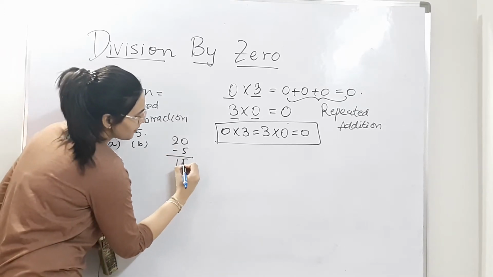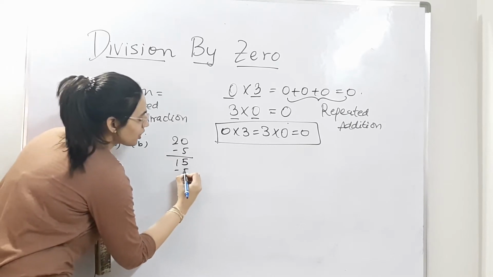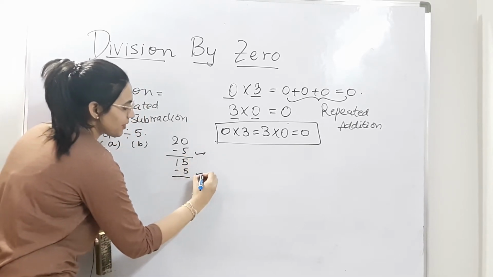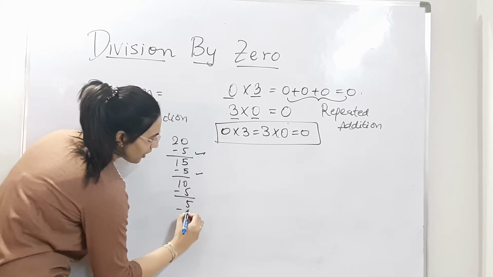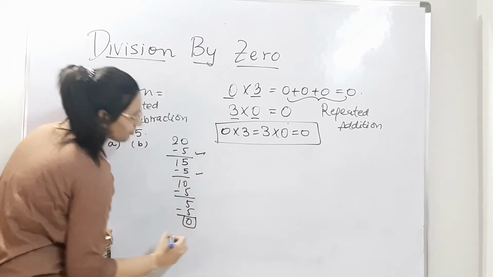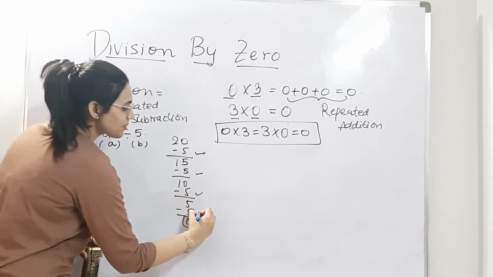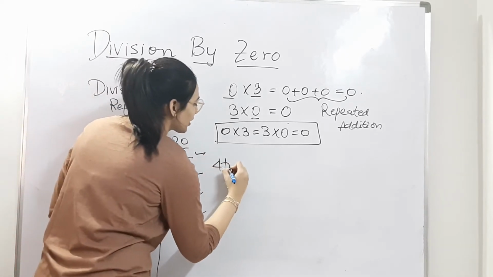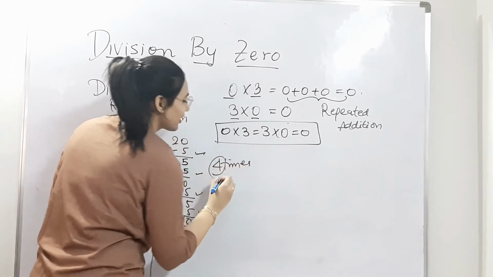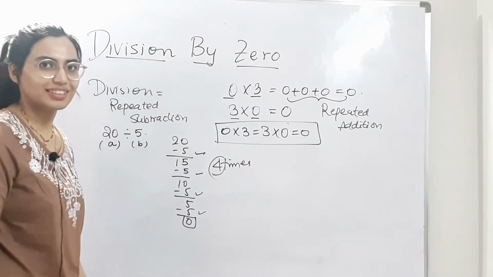What is 20 minus 5? 15. Again, what is 15 minus 5? This is nothing but repeated subtraction. 10. What is 10 minus 5? 5. What is 5 minus 5? 0. That means how many times did we subtract 5 from 20? 4 times. So this is the quotient, right?